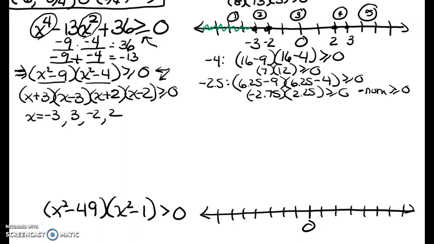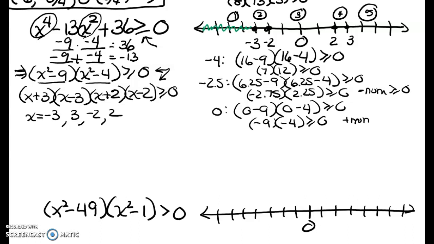So in the region between negative 2 and 2, region 3, I'm going to pick 0. So 0 squared is 0 minus 9. 0 squared is 0 minus 4 is greater than 0. And negative 9 times a negative 4, well, that's going to result in a nice positive number. And positive numbers are greater than 0. So I'm going to shade this region in.